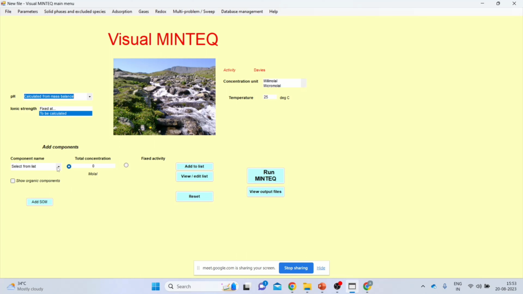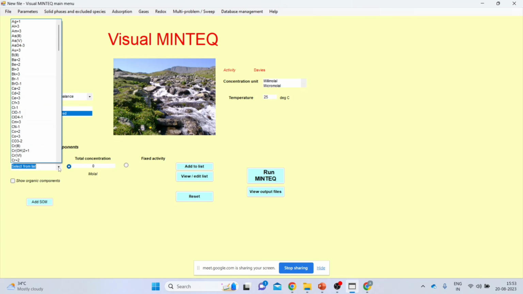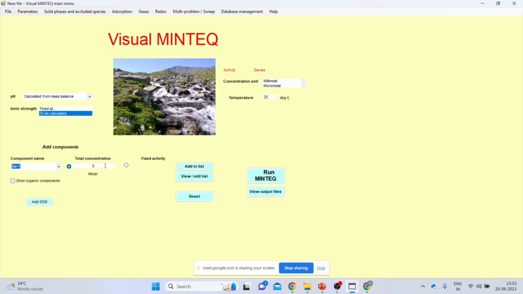So let's start. Our first component is Na plus. So we will go to sodium. We will search for Na plus here. So I can see Na plus here. Its concentration is 10 raised to the power minus 2. So let's first select the unit, which is already molar. So it is 0.02. Sorry, 0.01. We will add to list.